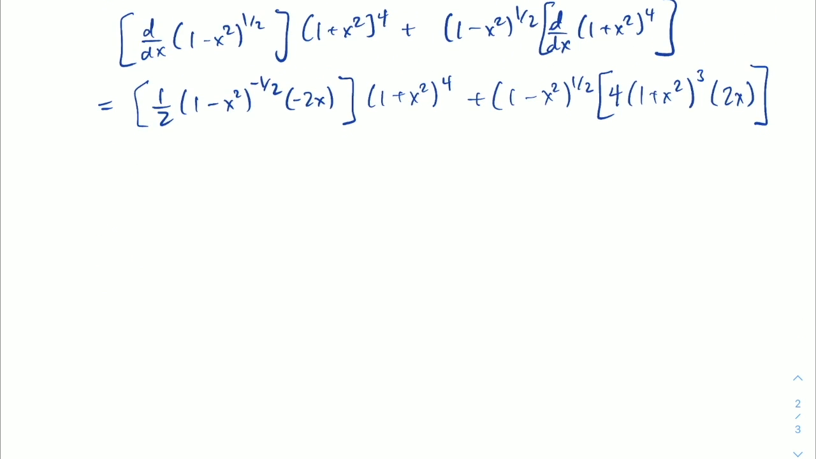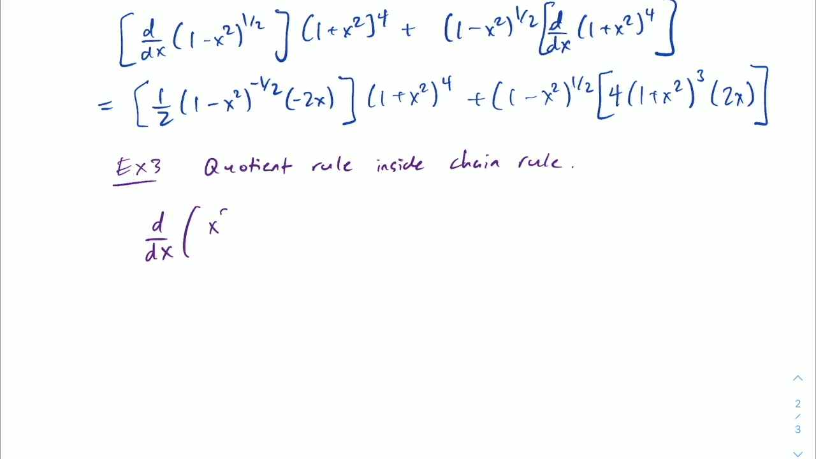So now we're going to look at the quotient rule interacting with the chain rule. So we'll first do a quotient rule inside a chain rule. So we'll get the derivative of x squared plus 1 over x squared minus 1, all to the fourth power. So you can see that there's a quotient inside a function. So chain rule is going to apply first.